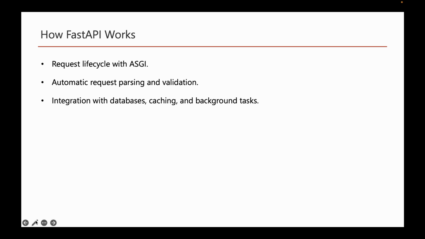Now let's understand how FastAPI works under the hood. It uses an ASGI server like Uvicorn or Daphne to handle requests. When a request comes in, the server routes it to the correct endpoint in your FastAPI app. FastAPI then validates the input, runs the required logic, and sends the response back to the server, which forwards it to the client. Middleware can also be used to add extra functionality like logging or authentication.